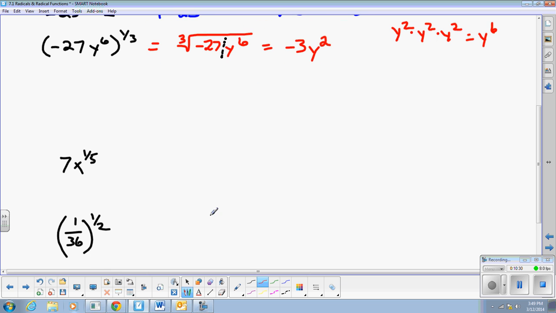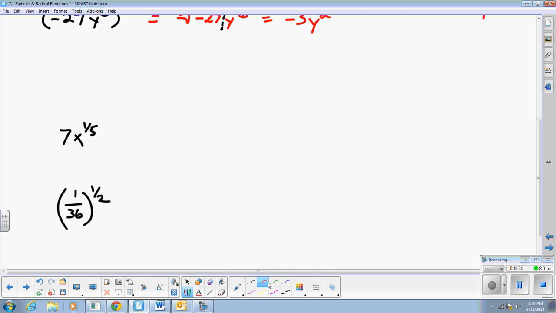All right, we're reaching 10 minutes. I'll wrap this up with two more examples for you. If I have 7 times x to the 1/5, this 1/5 only goes with the x. The 7 is separate from that. There is no parentheses there, so this exponent only goes with my variable.